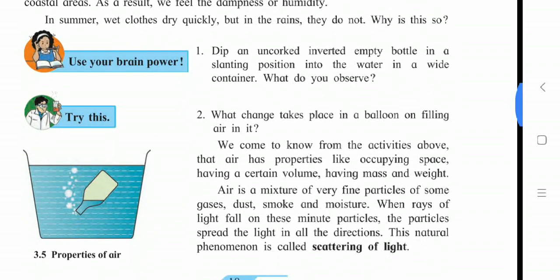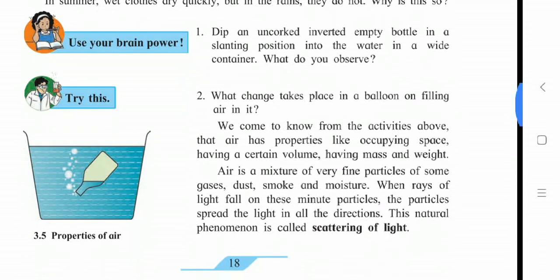We come to know from the activities above that air has properties like occupying space, having a certain volume, having mass and weight. So, air is a mixture of very fine particles of some gases, dust, smoke and moisture. When rays of light fall on these minute particles, the particles spread the light in all directions. This natural phenomenon is called scattering of light.